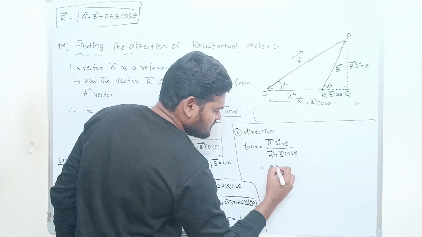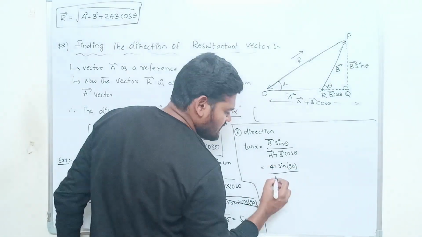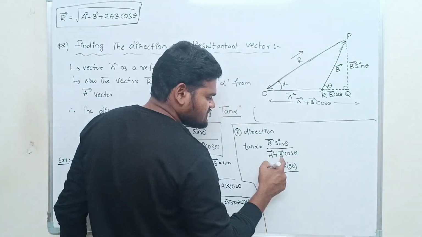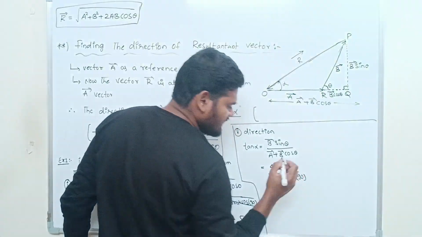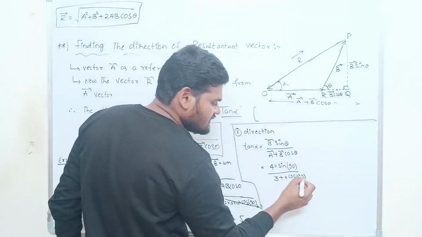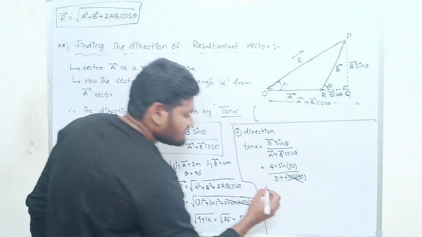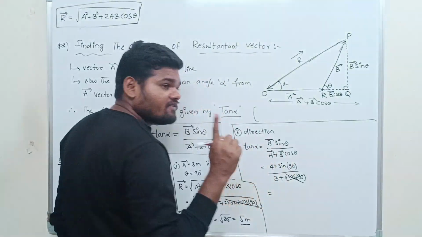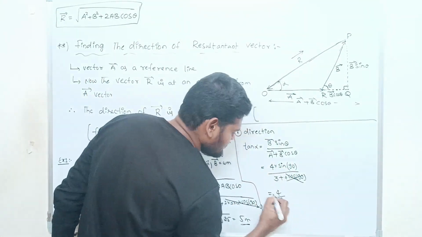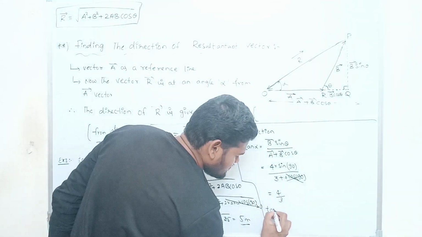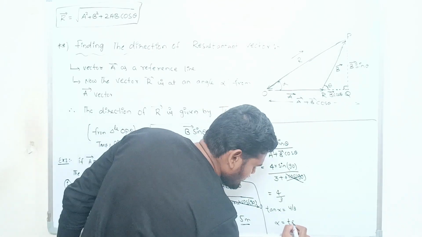The value of B bar is 4 meters into sin theta, theta is 90 degrees, divided by, what is the value of A bar? 3 plus, what is the value of B? 4 into cos theta. Theta is equal to 90 degrees. The value of cos 90? 0. It gets cancelled out. 0 into something is 0. So this is equal to sin 90. The value of sin 90 is 1. 1 into 4 is 4, divided by 3. So we got tan alpha is equal to 4 by 3. From this, alpha is equal to tan inverse of 4 by 3.